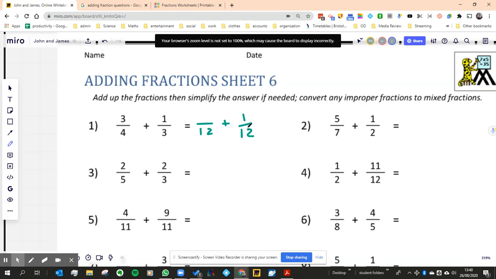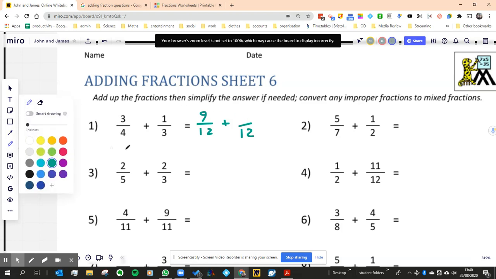Now 3 over 4 is actually the same as what? To work it out, what is it in terms of over 12? Well, how did I get from 4 to 12? I multiplied it by 3. So to get from 4 to 12, I multiplied by 3, so I multiply the top number by 3 as well. So I made a mistake with that one there.